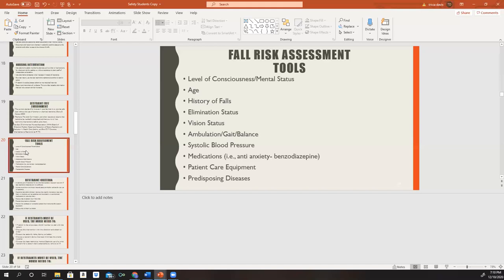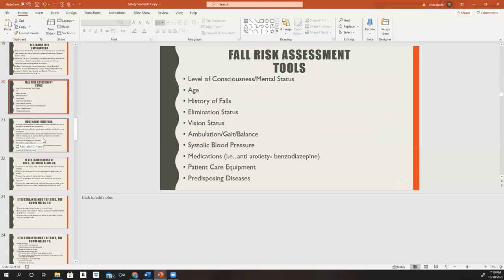So at my facility, 0 to 5 is low fall risk. 6 to 13 is like a moderate risk. And then 14 and up is high fall risk.